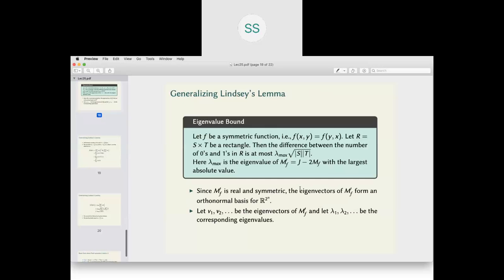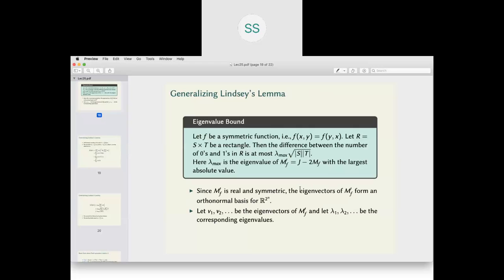I will recap. The eigenvalue bound is similar to Lindsey's lemma, but it holds for any symmetric function. So for a symmetric function, f(x,y) equal to f(y,x), the difference in the number of zeros and ones for any rectangle is at most lambda max times the square root of |S| times |T|, where lambda max is the eigenvalue of M_f' with the largest absolute value, and M_f' is the same as M_f, where zeros have been replaced with 1 and ones have been replaced with minus 1.